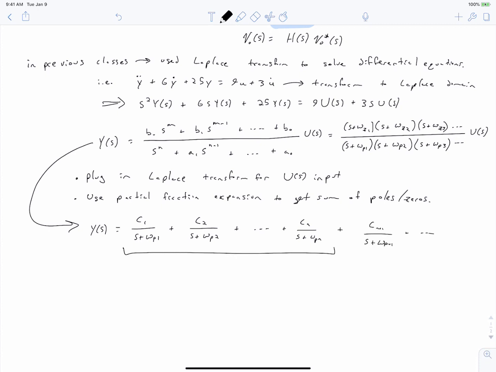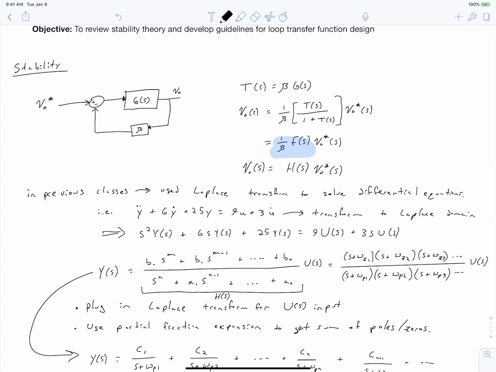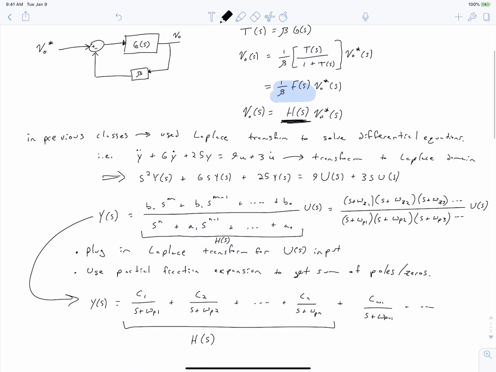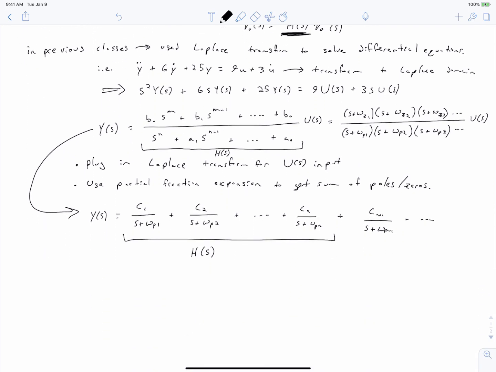Where these terms right here were all the terms that belong to H of s. So the point is that this expression right here is H of s, which is analogous to what we're saying up here. So we're working on a simpler analogy of the system that we are dealing with. We're hearkening back to your days in your introductory classes. So you have a set of terms that are all your simple poles of H of s, and then you have another set of terms that were your poles due to the input.